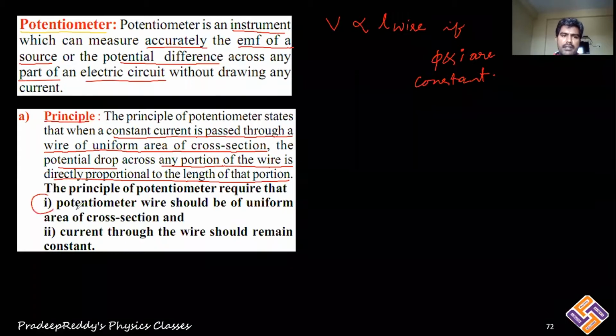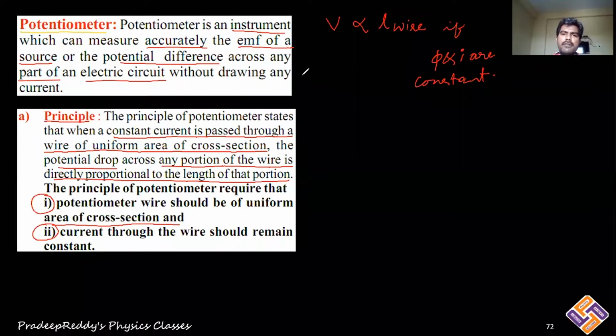First condition is that potentiometer wire should be of uniform area of cross section. The wire should have uniform cross sectional area. And number two, current through the wire should remain constant. If these two conditions are satisfied, then only we can construct potentiometer, and that potentiometer gives the proper value of EMF of the unknown battery. So you need to keep these conditions in your mind when we are dealing with potentiometer.